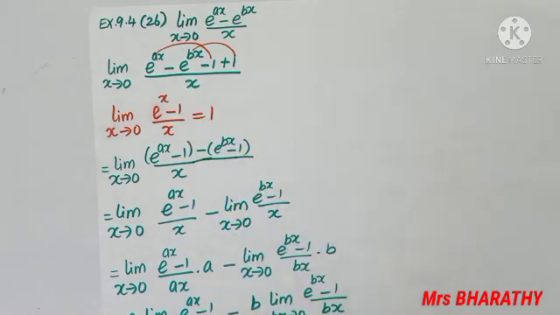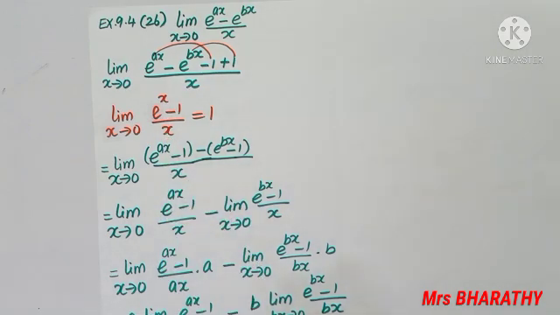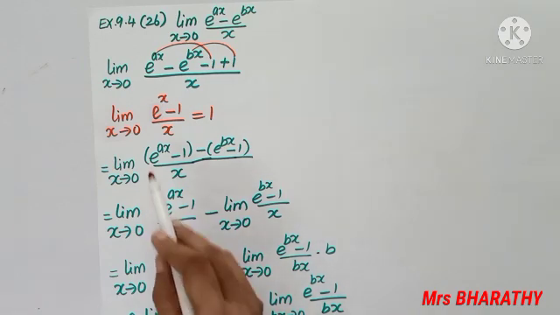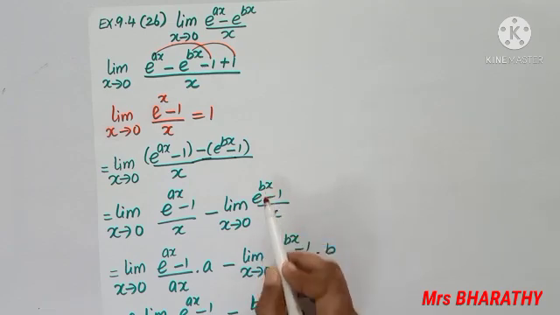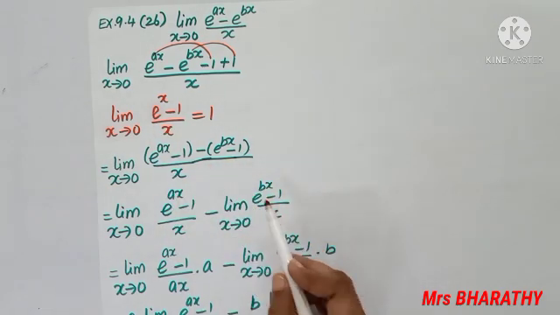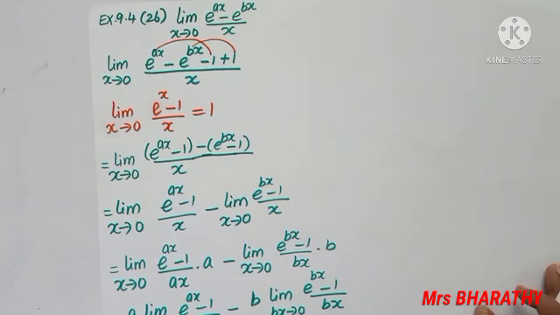As we apply the formula, e power what should come in the denominator? I have e power ax. So what I do? I want ax in the denominator to apply the formula. Multiply by a and divide by a. For the second limit, here e power bx is coming. To apply the formula, I want bx in the denominator. So what I do? Multiply by b and divide by b.